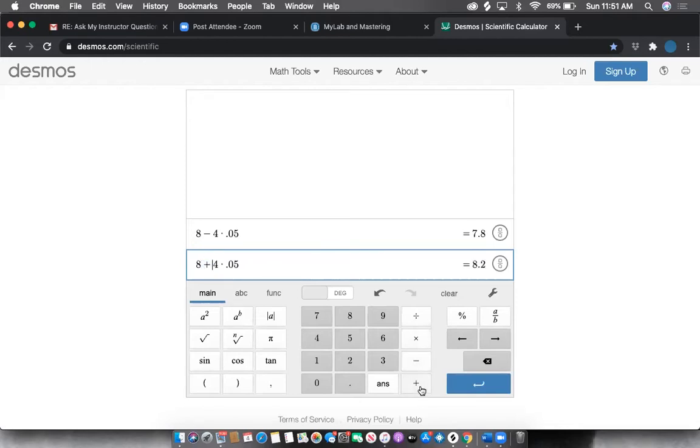You could use your keyboard too. I find it faster to use my keyboard instead of using the mouse to click stuff. So here are your answers: 7.8 and 8.2.